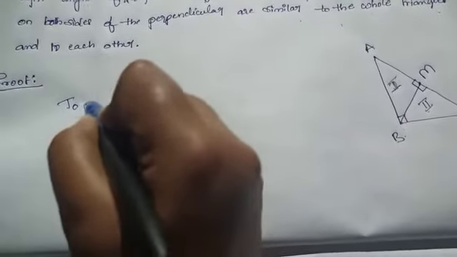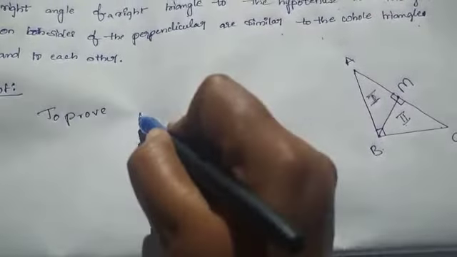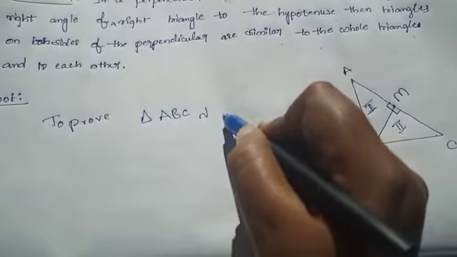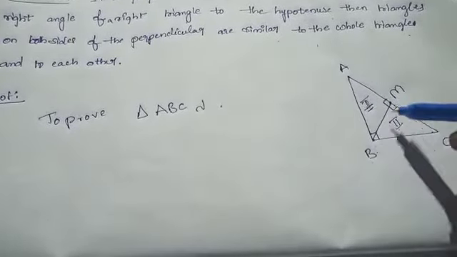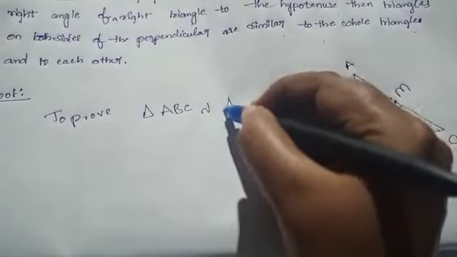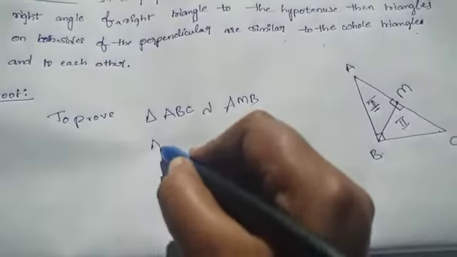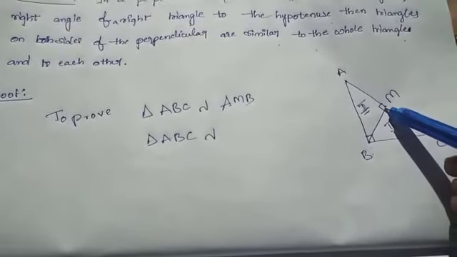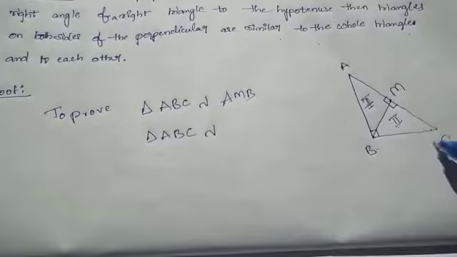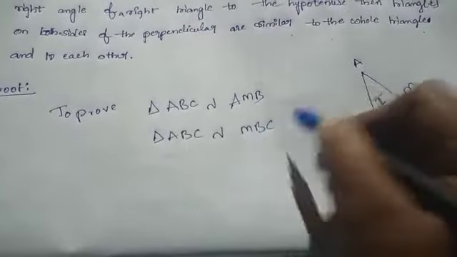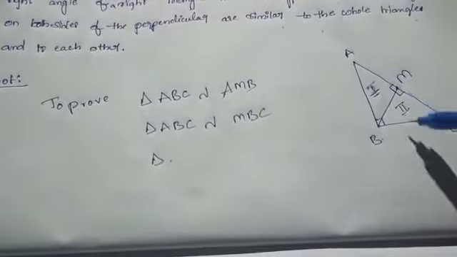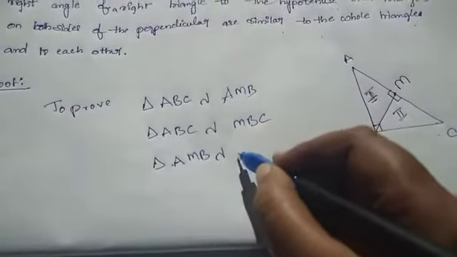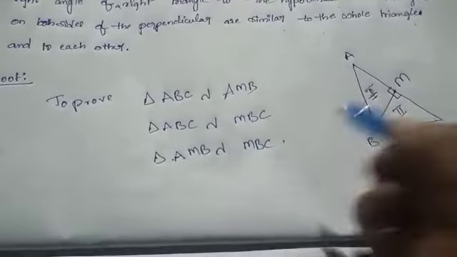To prove: triangle ABC is similar to smaller triangle AMB. Next, triangle ABC is similar to triangle MBC. Okay, MBC and smaller triangles: triangle AMB is similar to triangle MBC.